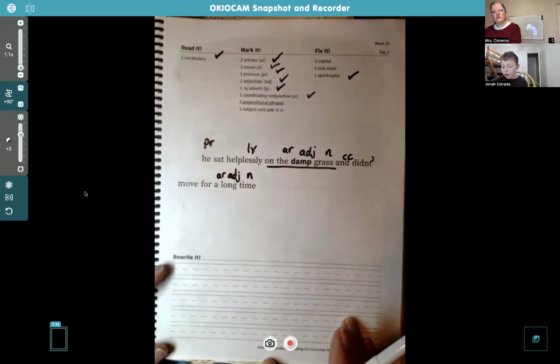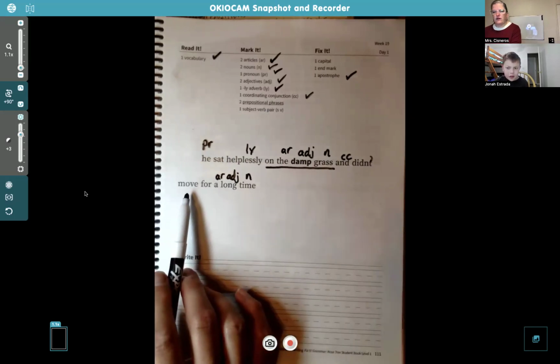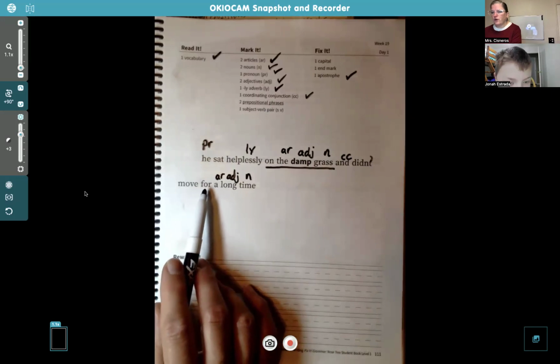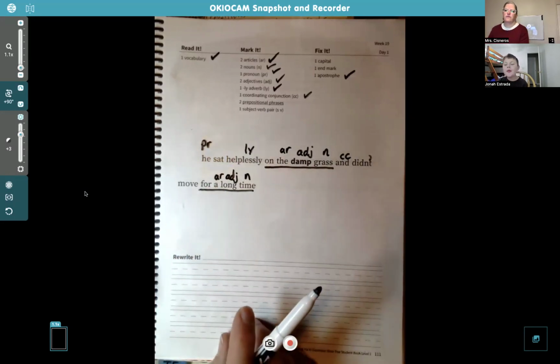Move for a long time? You're close. Move is going to be a verb. So you don't want to include a verb. It's going to start with for. Oh, for a long time. There you go. For a long time. There you go. On the prepositional phrases, I think I saw sat on there. I just looked right now.